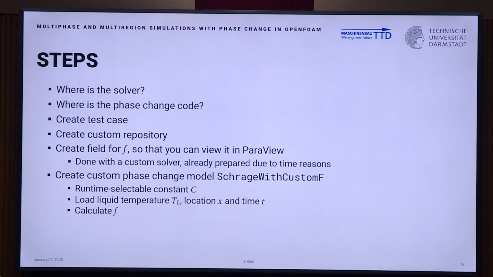We need to know where is the solver, where is the phase change code. Then never develop something without a test case. The best case for a test case is an analytical test case, because then you can be sure it's totally correct. Or something where you know what should be happening and you can compare. We have to create a custom repository for our custom code, and then we will do the magic with the accommodation coefficient.